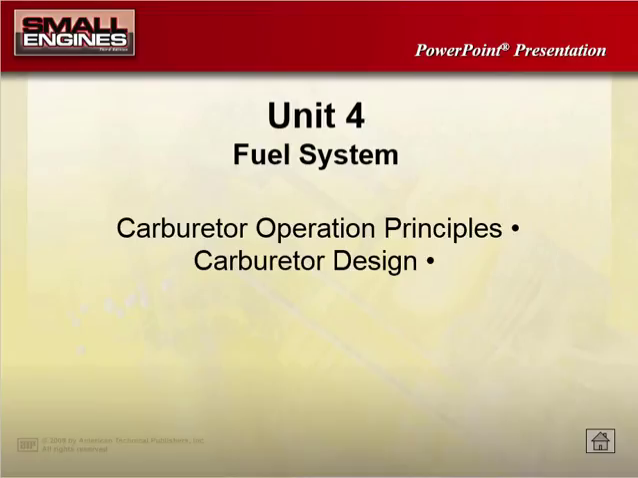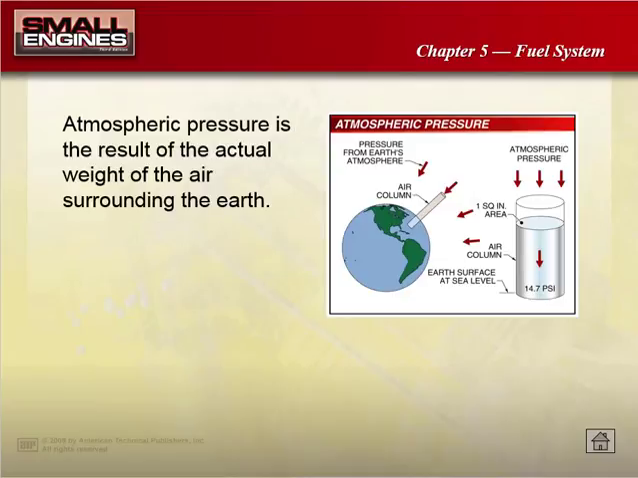To begin with the carburetor, we're going to talk about atmospheric pressure and how much atmospheric pressure is actually all around us at all times. So there's 14.7 pounds per square inch pushing down on every square inch around you. You'll have 14.7 pounds per square inch pushing down on you at all times.